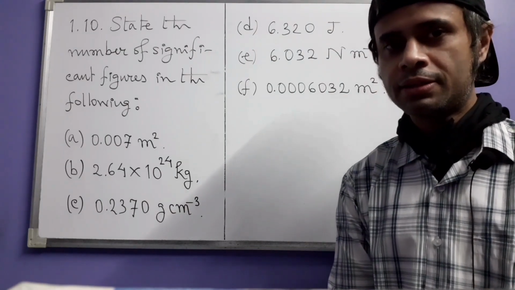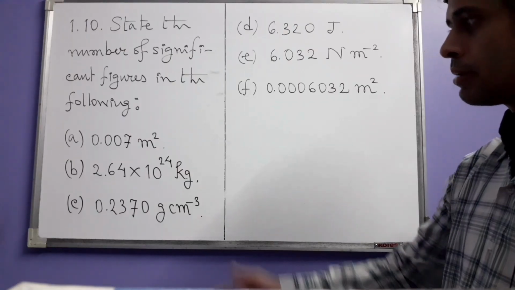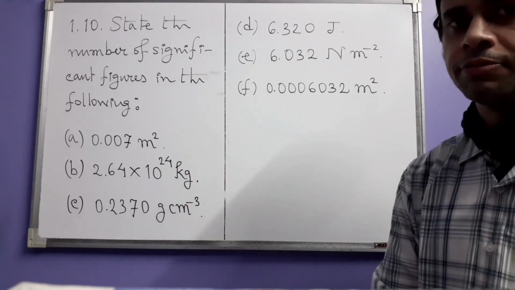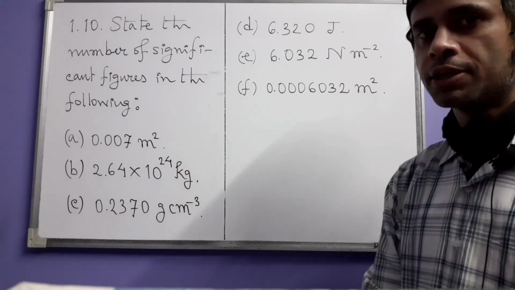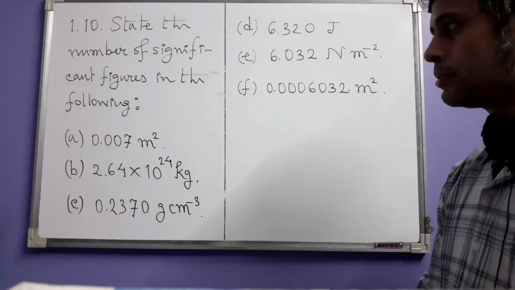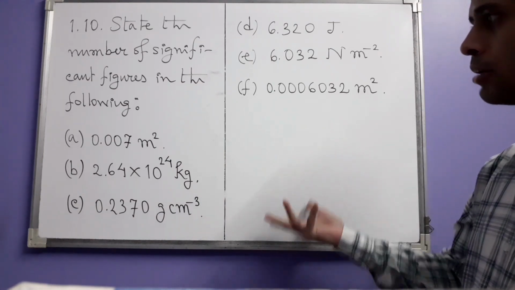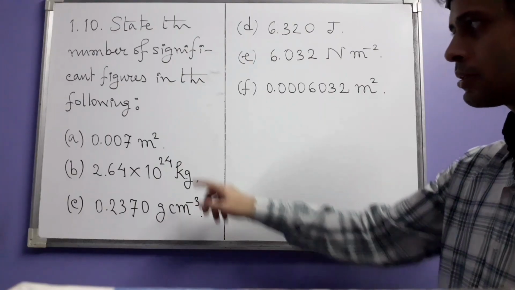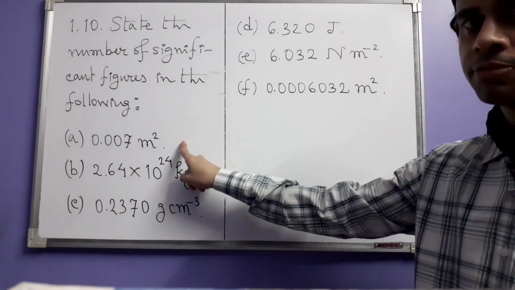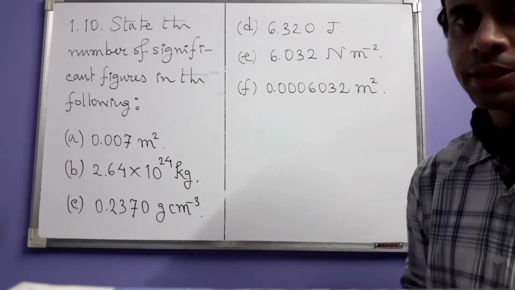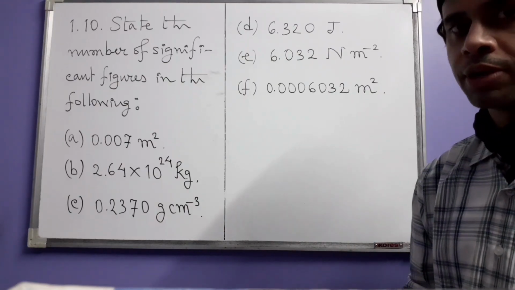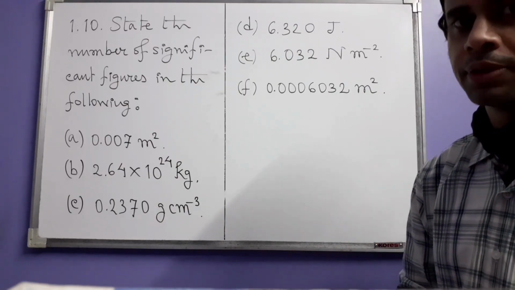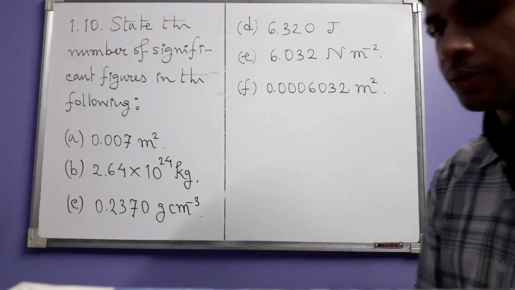Next we have number 10, in which some measurements are given. We have to calculate in each case the number of significant figures. So instead of writing a formal solution, let me just write the number of significant figures alongside these measurements. And let us recall what the rules were for determining that number in a given measurement.